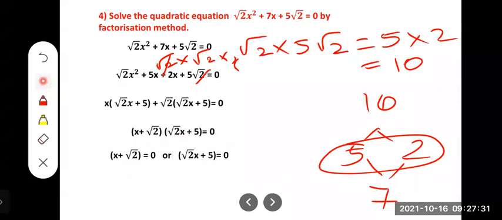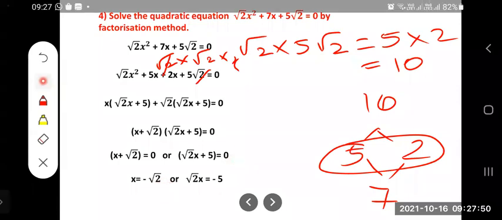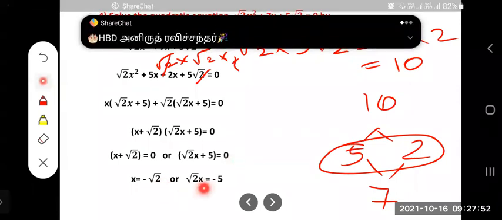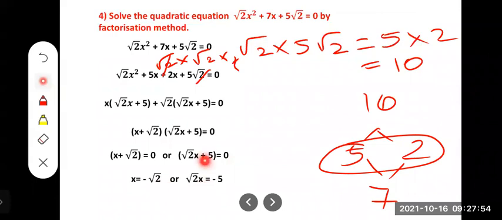Now equate to 0. X plus root 2 equal to 0 and root 2x plus 5 equal to 0. Now x equal to minus root 2. This plus root 2 comes to this side. It becomes minus root 2. Okay, students? Then root 2x equal to this plus 5 comes to the other side. It becomes minus.